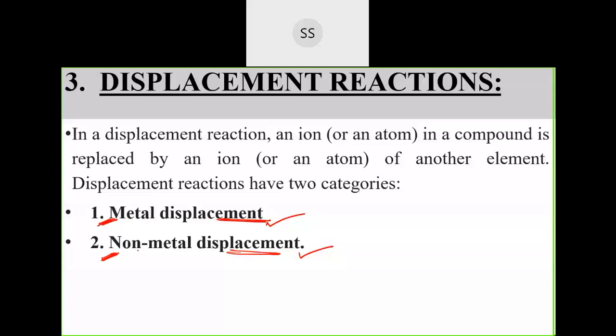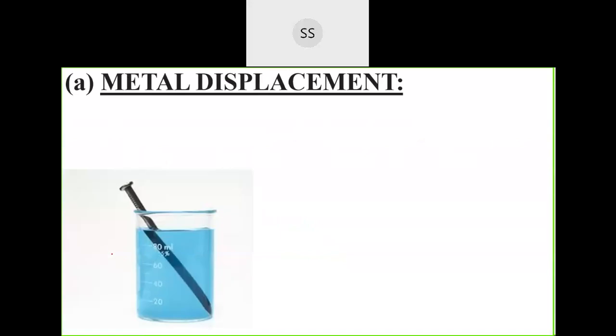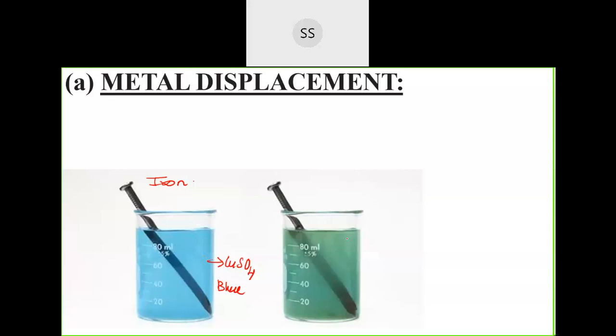Let us understand what metal displacement is. You have already given the example and you have studied this in high school if you remember. If I take an iron nail and dip it in copper sulfate solution, copper sulfate is blue in color, so here we have a blue solution and an iron nail dipped in it. Iron is more reactive in nature, so it can come and displace the copper. After some time, if you keep the iron nail dipped in the copper sulfate solution, the color changes and turns green.